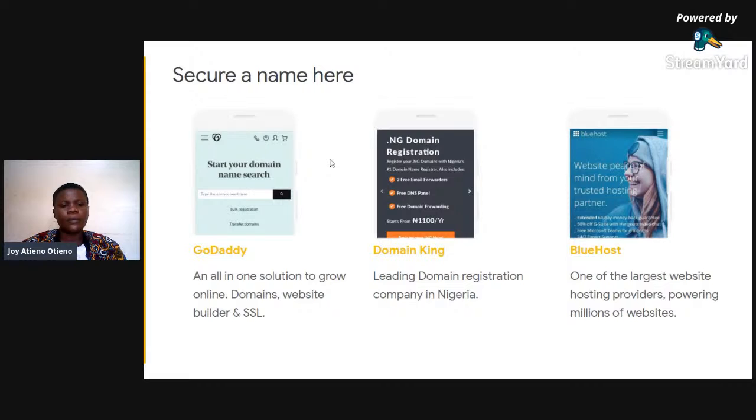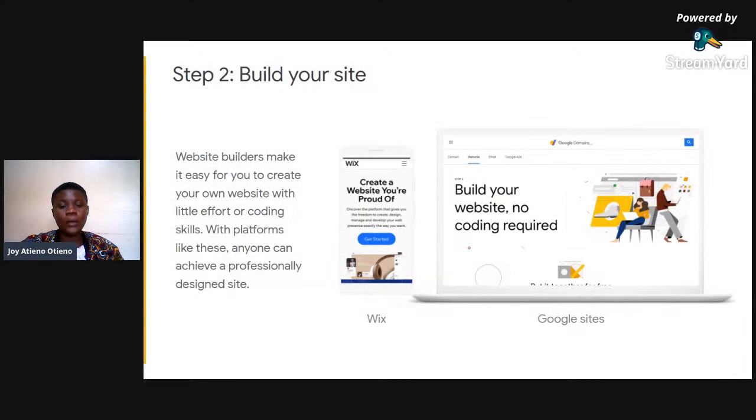Okay, so GoDaddy is an all-in-one solution to grow your business. The good thing with GoDaddy is that you can buy a domain and you can also build your website, your e-commerce website within GoDaddy. Domain King is the leading domain registrar in Nigeria, and then you have Bluehost. For anybody who has created a website before, probably you've heard of this word, Bluehost. So it is the largest website hosting provider and it's powering millions of websites.